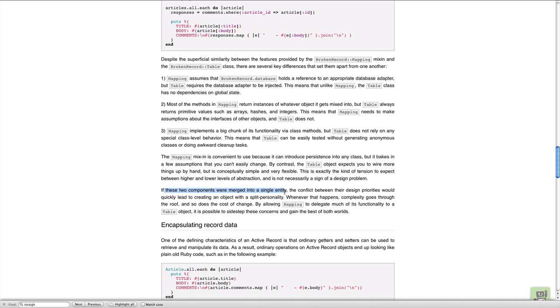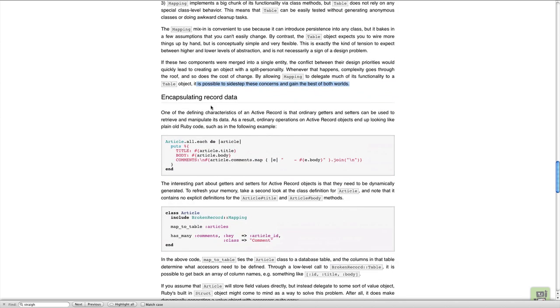If these two components were merged into a single entity, the conflict between their design priorities would quickly lead to creating an object with a split personality. Whenever that happens, complexity goes through the roof, and so does the cost of change. By allowing mapping to delegate much of the functionality to the table object, it's possible to sidestep those concerns and get the best of both worlds.